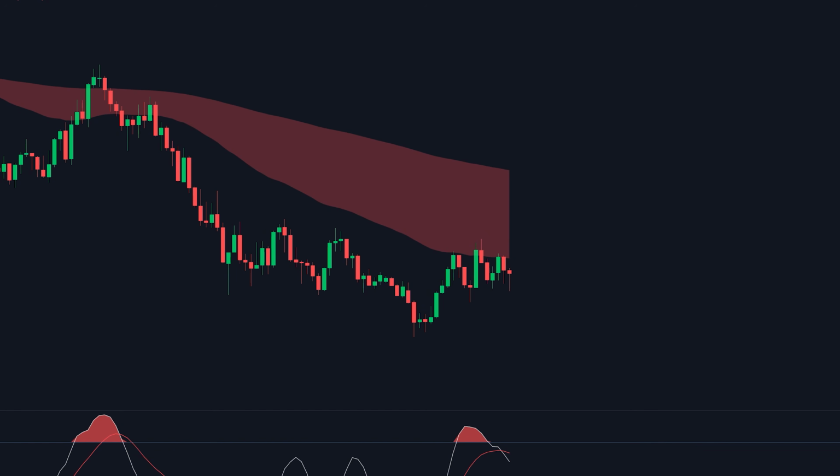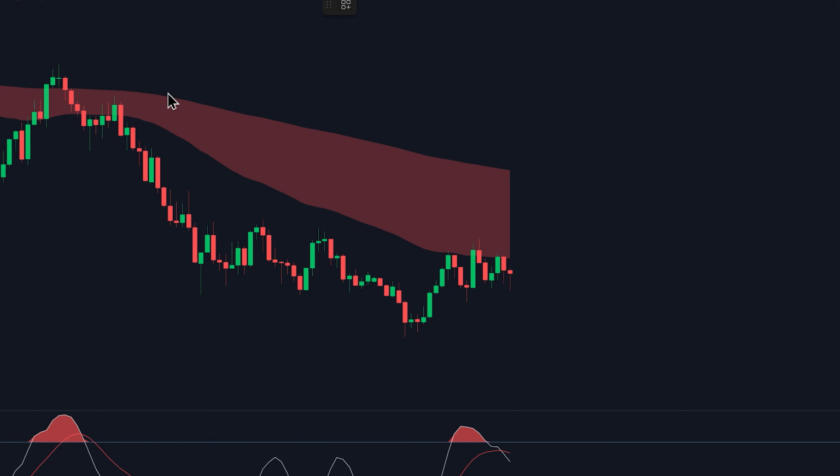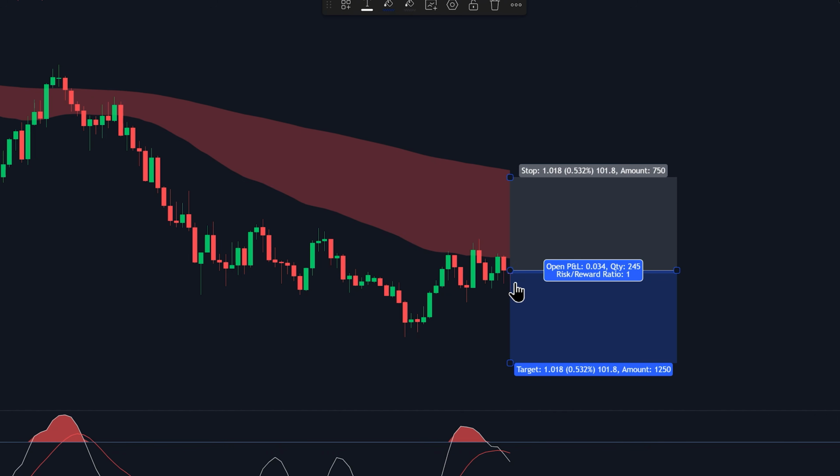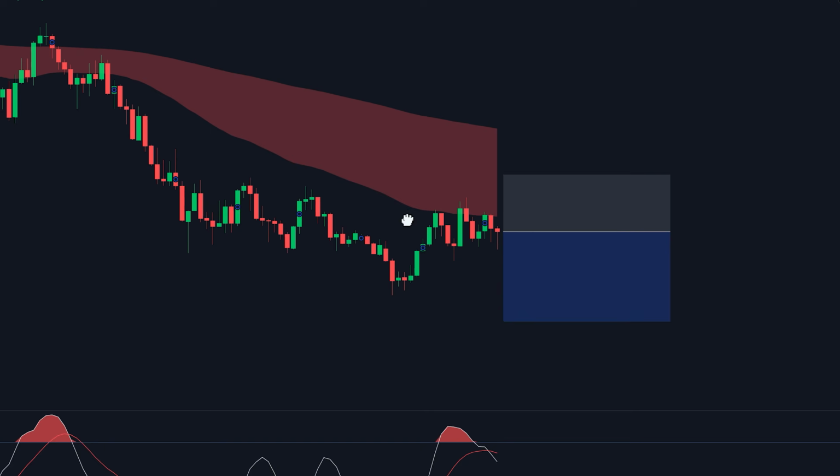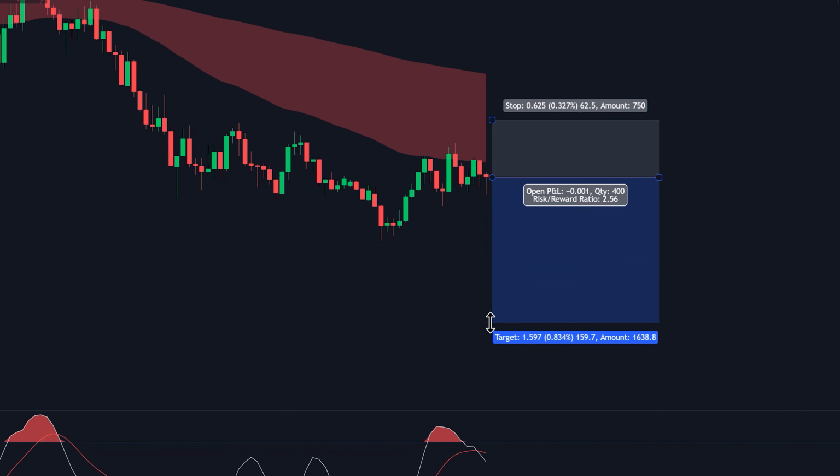All our entry conditions are met on this candle, so we're going to enter a short trade here. Set our stop loss above the most recent swing high, and for the take profit, we're going to set it at 2.5 times the risk. We let this trade run and take profit.